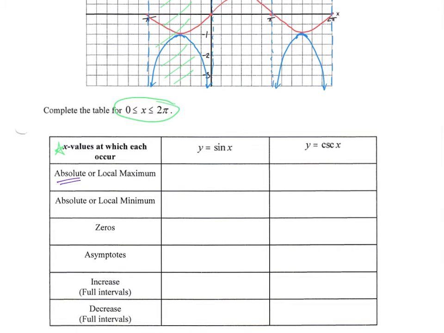Absolute means that it is the absolute, there is no other value that could be above that value. Now, what local considers is, does it act like a maximum in that vicinity, in that area? We'll talk about that as we go. We have the same thing with our minimums, we have our zeros, our asymptotes, and then we get down to the last two, intervals of increase and decrease.